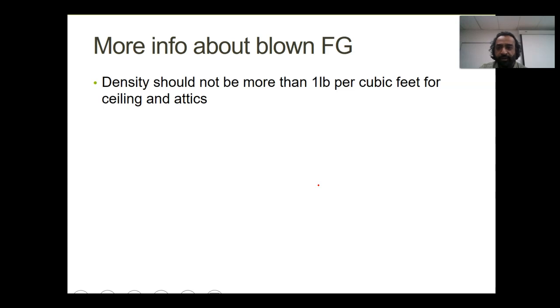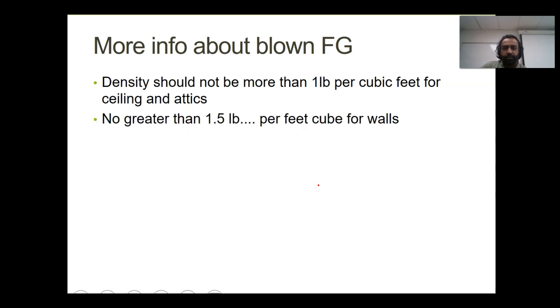More about blown-in fiberglass. Density should not be more than 1 pound per cubic foot for ceilings and attics. A lot of information is given by the Department of Energy, so I think I'll put the website here, that will tell you what is the recommended insulation for attics and basements. No greater than 1.5 pounds per cubic foot for walls, so 1 pound for ceilings and attics, 1.5 for walls. Again, that has to do with the weight because of the structural support.